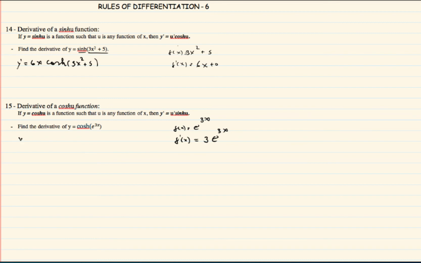So what we do now is y dash is equal to this derivative, 3e raised to 3x, into sine hyperbolic of e raised to 3x, the original argument, and it's done.